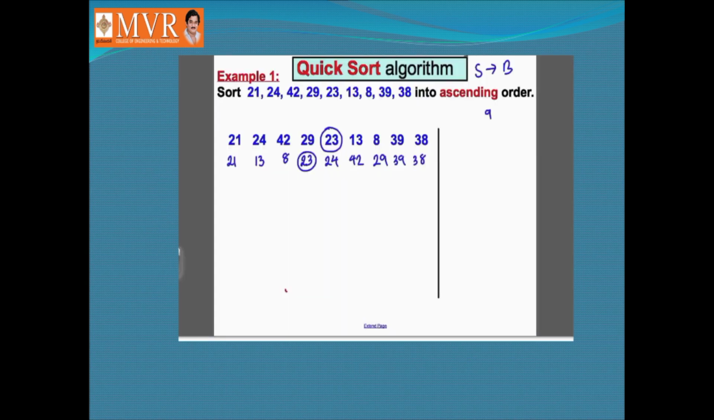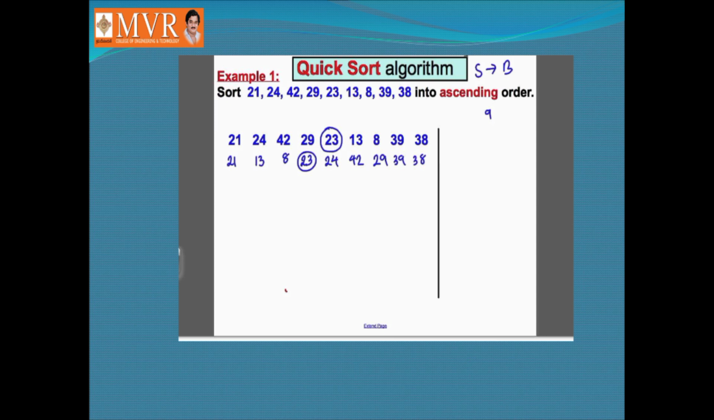See, here is a small example. I have just given the example; I did not solve it. Here is a list of elements: 21, 24, 42, 29, 23, 13, 8, 39 and 38.